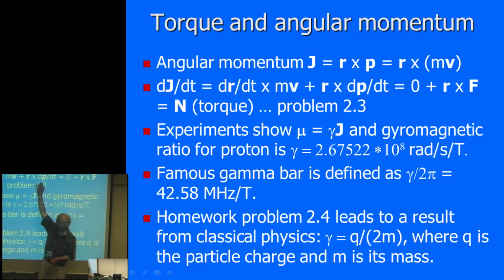And by definition, this dp dt, the change of the linear momentum with respect to time, is the force. That's by definition from physics. So at the end, I have R cross F. R cross F, in fact, gives me the torque. So that's the second equation we need in order to derive the Bloch equation. So we have dJ dt equals the torque. Now the third equation we need is actually this one.